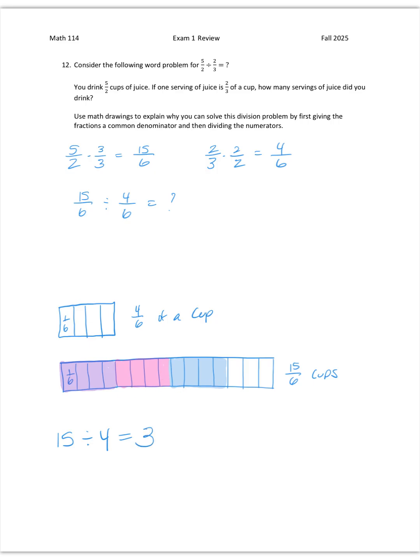And I have 3/6 of a cup left over. So my remainder is 3, but how much of a serving is that? A serving is 4 pieces, and I have 3. So this is 3 3/4 servings.